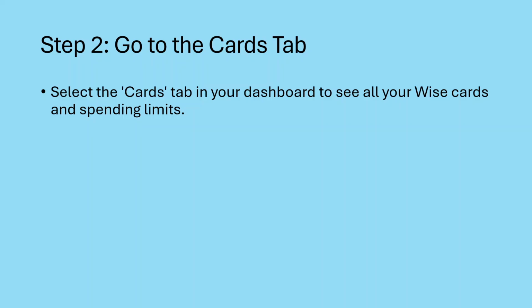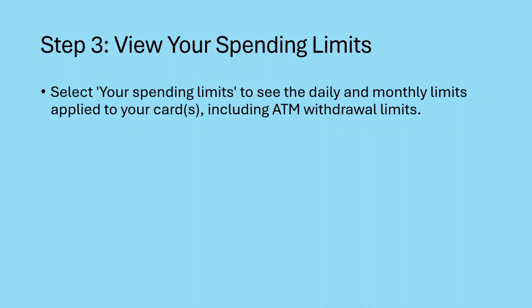Step 2. Go to the Cards tab. Select the Cards tab in your dashboard to see all your Wise cards and spending limits. Step 3. View your spending limits. Select your spending limits to see the daily and monthly limits applied to your cards, including ATM withdrawal limits.